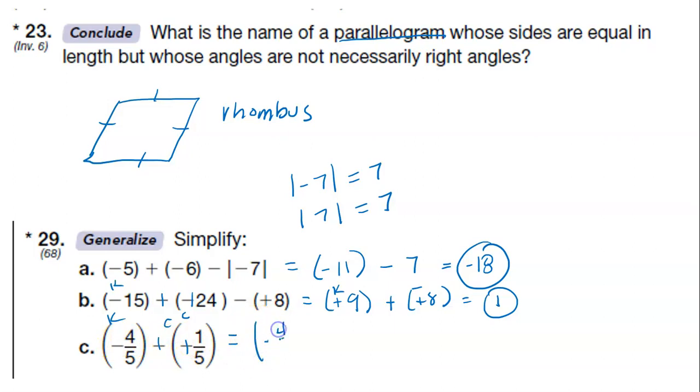So this is -4/5 plus a +1/5. So addition rules are, since they are opposite signs, we subtract and keep the sign of the larger. So 4 minus 1 is 3. 4 is larger than 1, so this is negative.